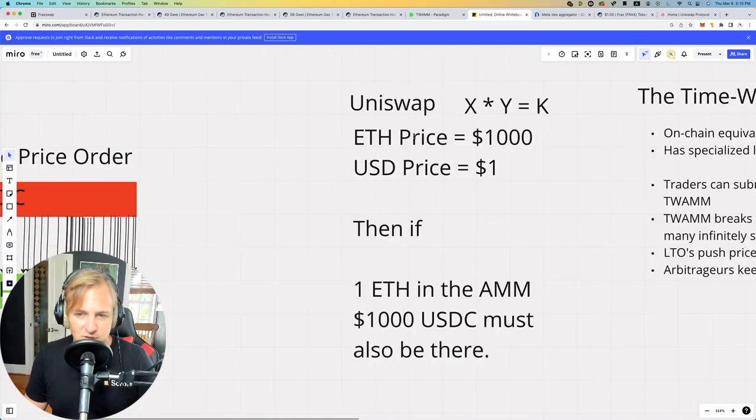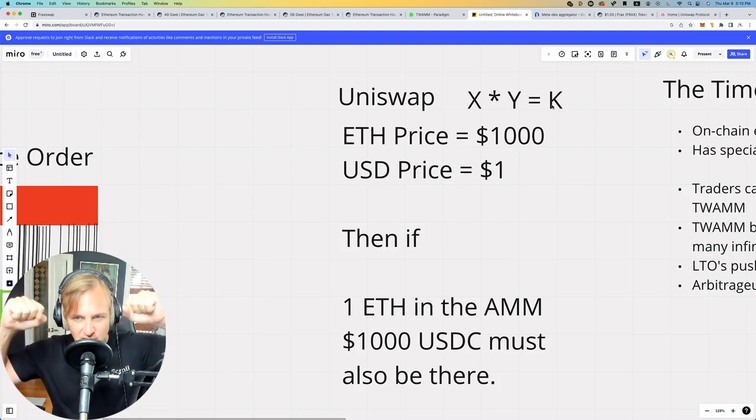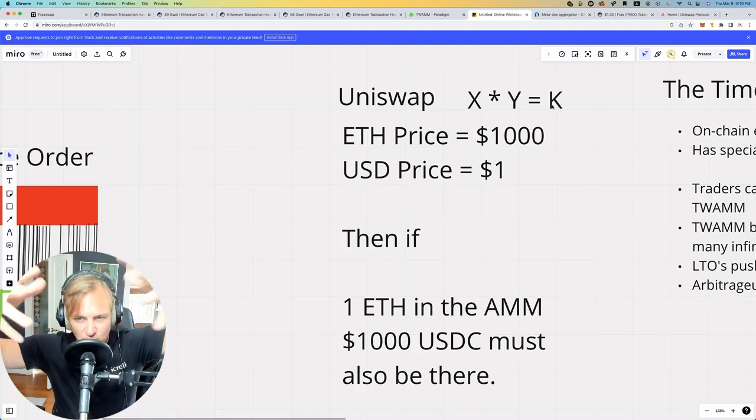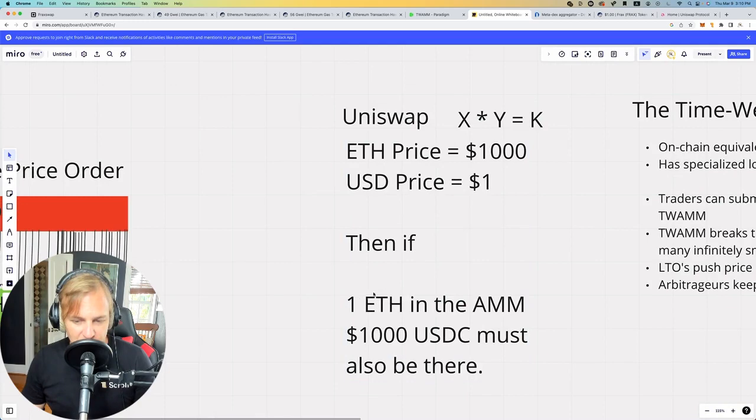And the reason for that in DeFi, in Uniswap, is that you have an invariant, right? You have X and Y, and they should come up with K. So essentially what it means is that for Uniswap, you have 50% on one side and 50% on the other, and it's always going to equal 2x of whatever the value is. So in this case, if the ETH price is 100 and the USD price is 1, then if there's 1 ETH in the AMM, you should have $1,000 of USDC on one side.